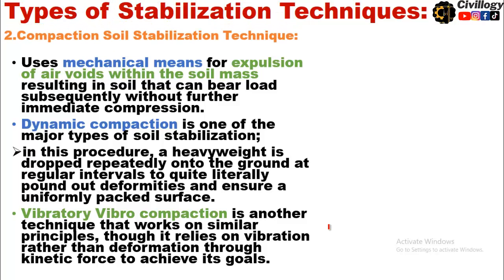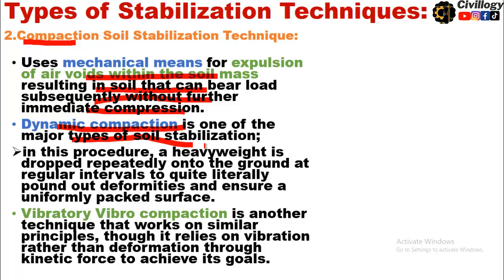Here comes the second method of soil stabilization, which is compaction. It uses mechanical means for expulsion of air voids within the soil mass, resulting in soil that can bear loads subsequently without further immediate compression. It involves two types of compaction. The first one is dynamic compaction, one of the major types of soil stabilization. In this procedure, a heavy weight is dropped repeatedly onto the ground at regular intervals to quite literally pound out deformities and ensure a uniformly packed surface.